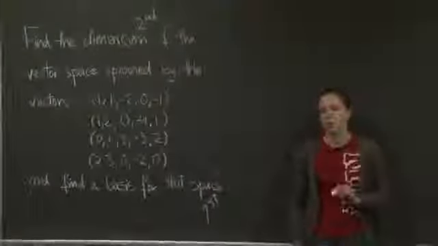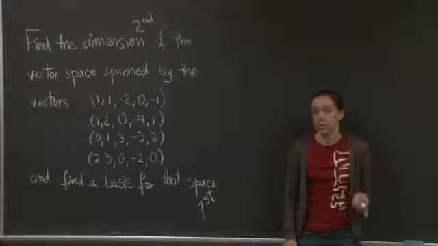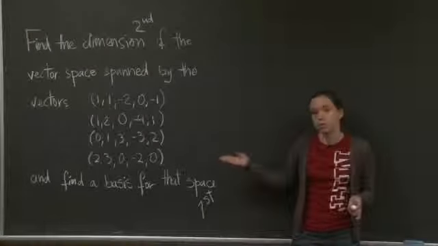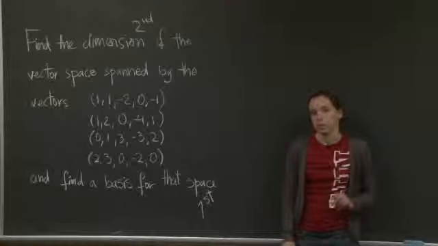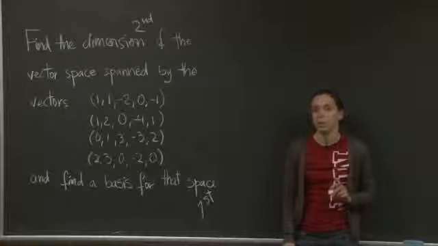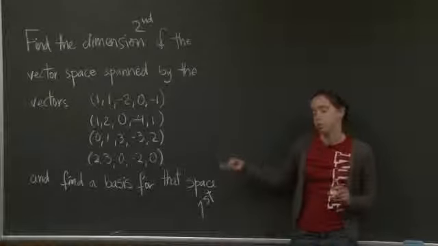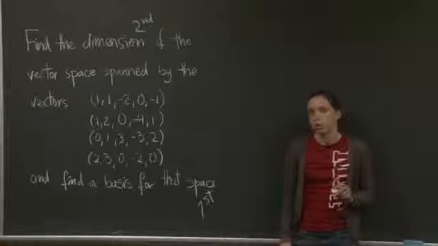You might be tempted to just say that a basis for this vector space is those four vectors, because they span the vector space. But there's another thing that a basis has to satisfy, and it is the elements of the basis have to be linearly independent. And we don't know that these are, so we have to check.